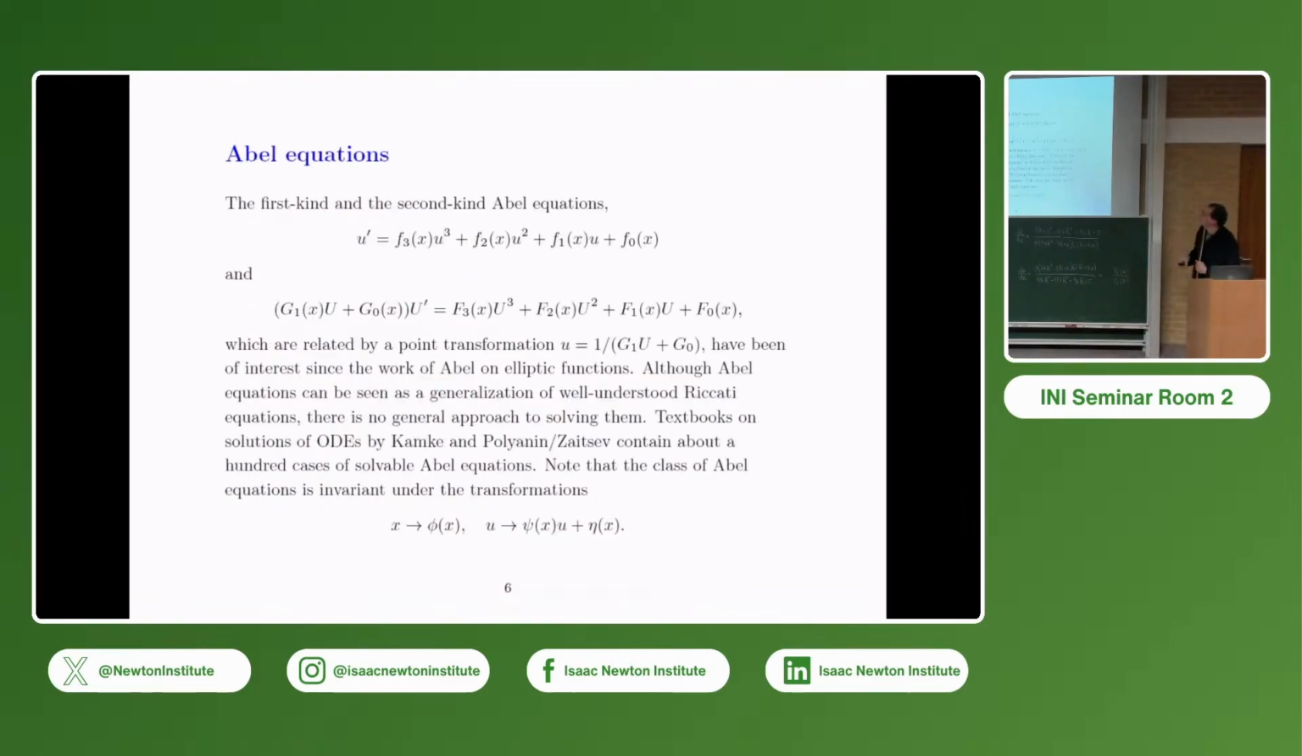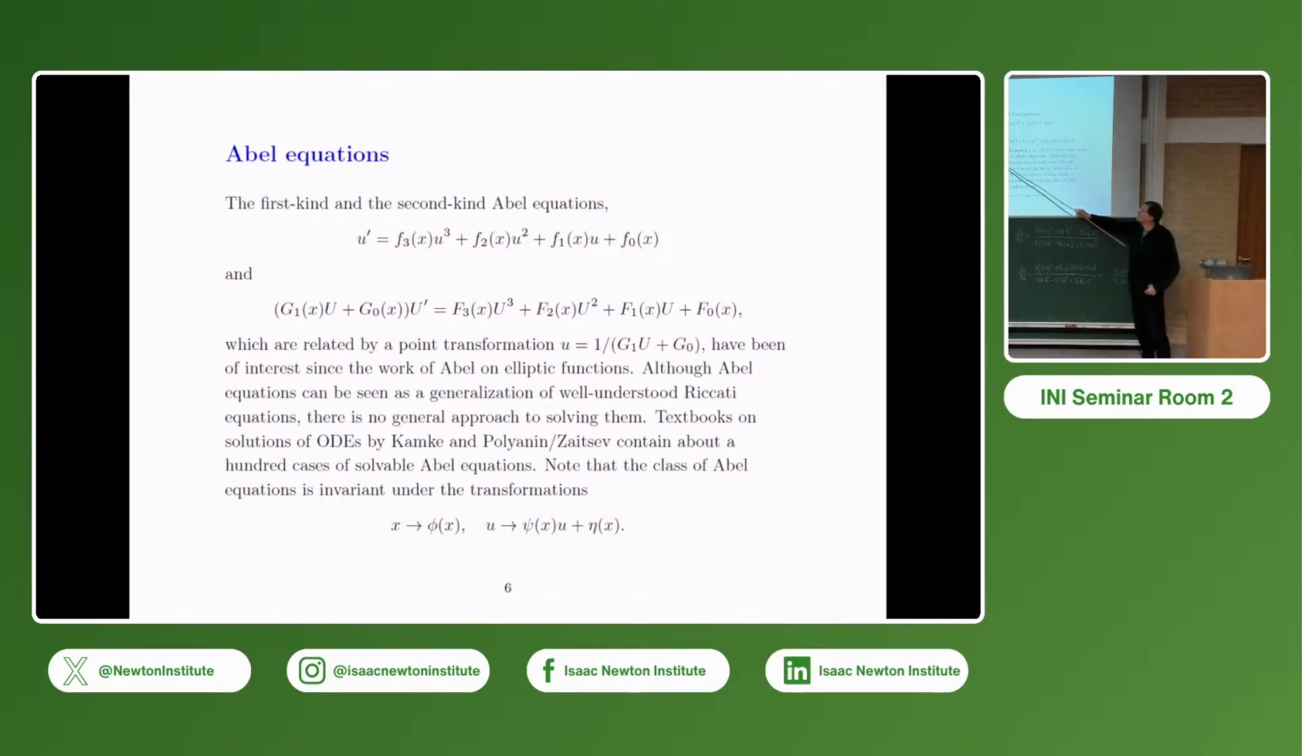Okay, so Abel equations. There are two types of Abel equations. These are Abel equations of the first kind. If you ignore this term, what is written here is just a Riccati equation, with quadratic right-hand side. If you add a cubic term, it is called an Abel equation. There is no general universal procedure to solve Abel equations, but there are hundreds of them known with explicit solutions in various textbooks.